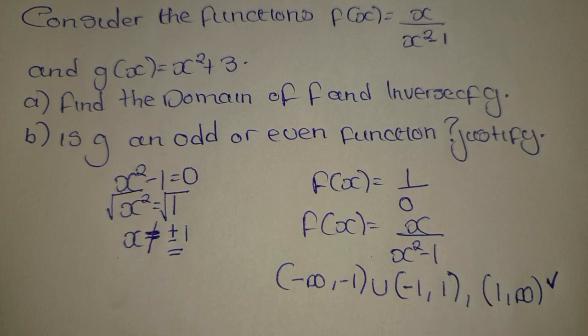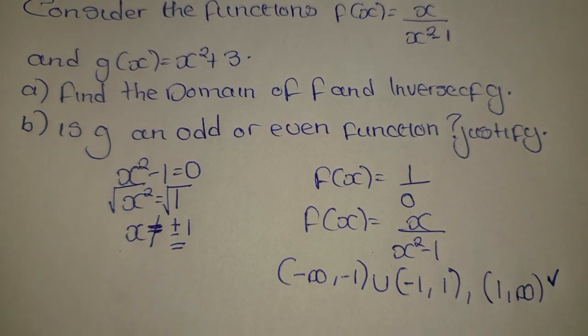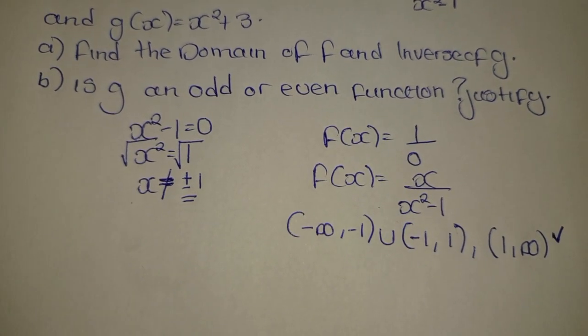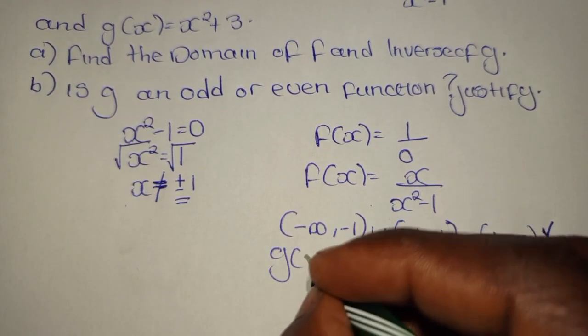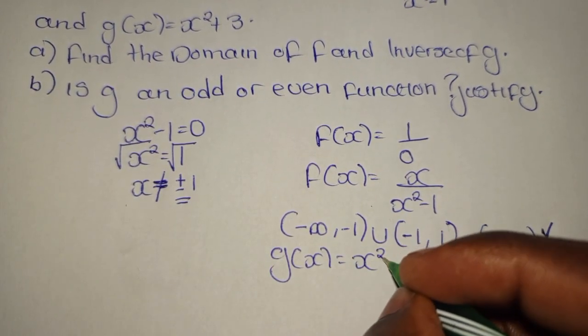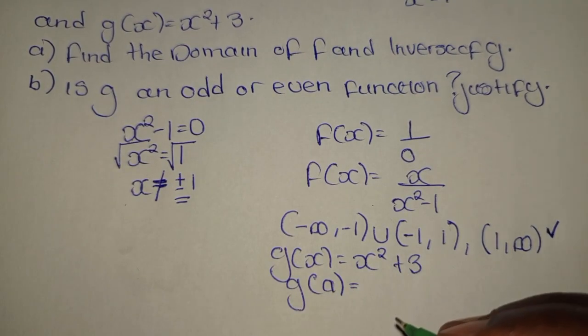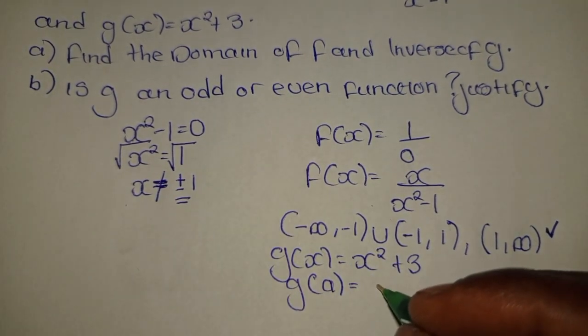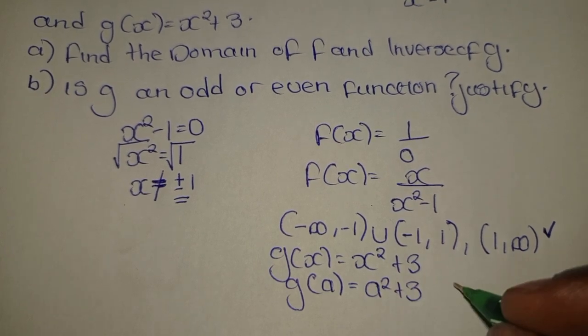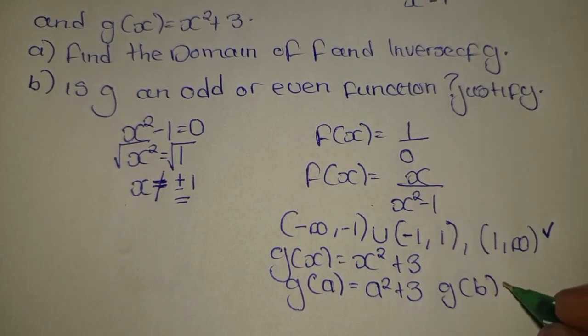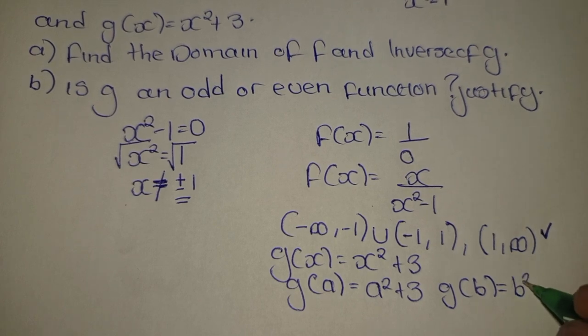Then they're telling you to find the inverse of g. Remember, in tertiary education, we are told that to find the inverse of a function, you need to determine if the function is one to one. So let us determine if the function g is one to one. We know g of x is equal to x squared plus 3. To determine one to one, we use two arbitrary letters a and b. So we say g of a is a squared plus 3, and g of b is equal to b squared plus 3.